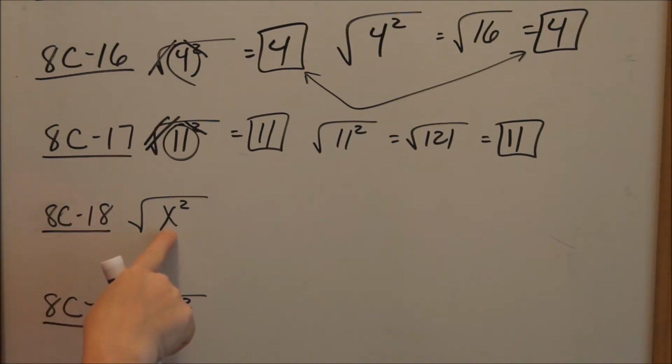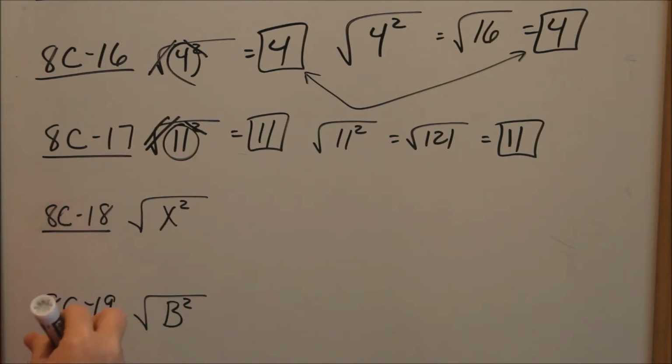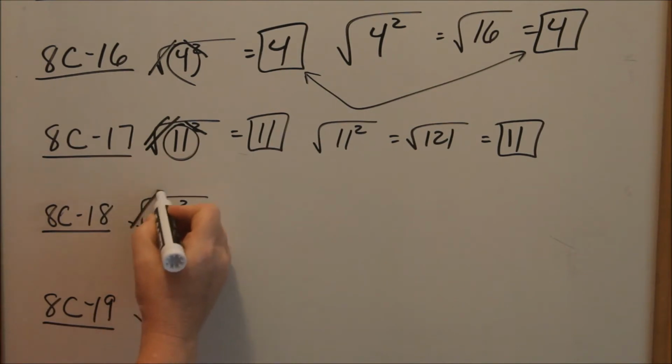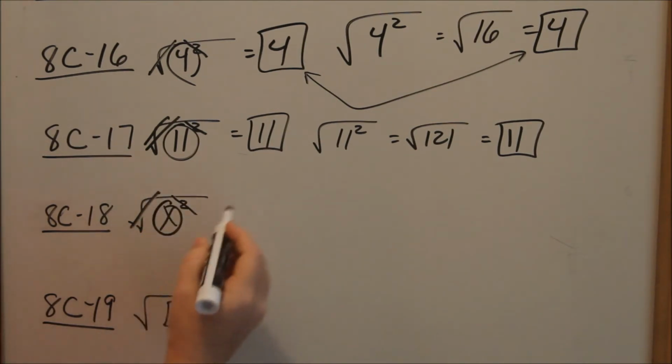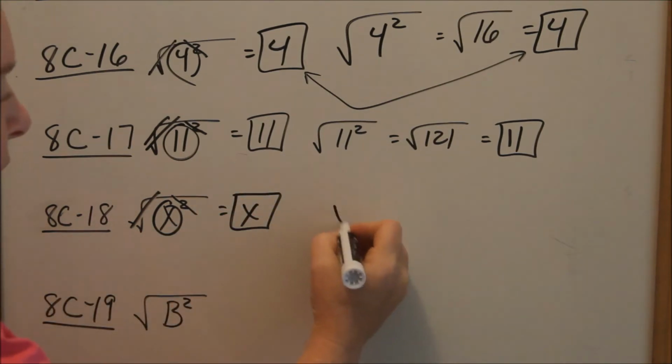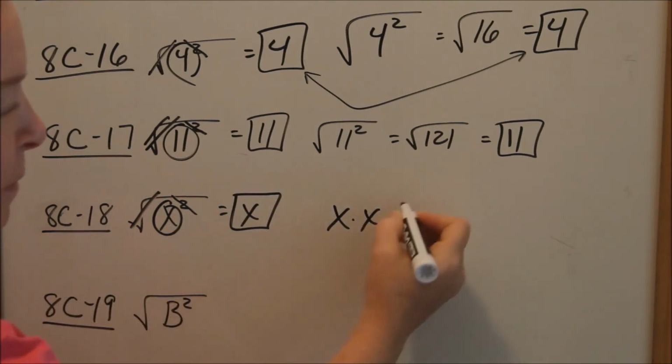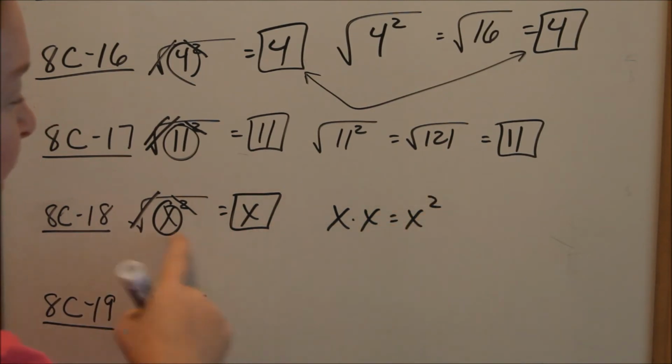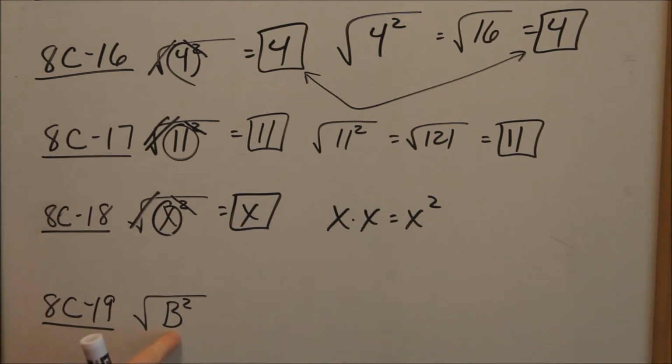Now let's take that and go look at 8C18. Now we have the square root with the letter, square root of x squared. We have to take the principle of what I just told you, that the square root and the square are opposites and they cancel each other out. This cancels out that, and you're left with just what's under the radical, x. Because x times itself is x squared, and that gives you what's under the radical. Now look at 8C19, square root of b squared. Again, the radical and the square cancel each other out, and you're left with just what's under the radical.